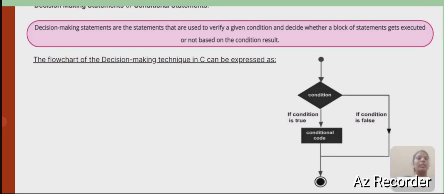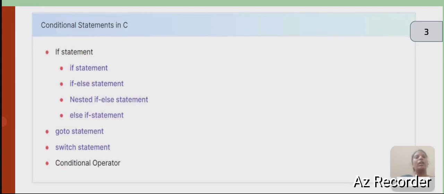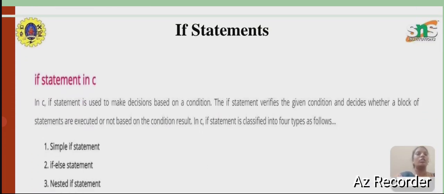The flowchart of the decision making or conditional statement is: first we enter into a condition. If the condition is true, we have to execute the conditional code. If the condition is false, we have to come out of the statement. This is decision making. Usually the conditional statements have four main types: the if statement, the if else statement, the nested if else statement and the else if statement. Apart from this we have the goto statement and switch operators.